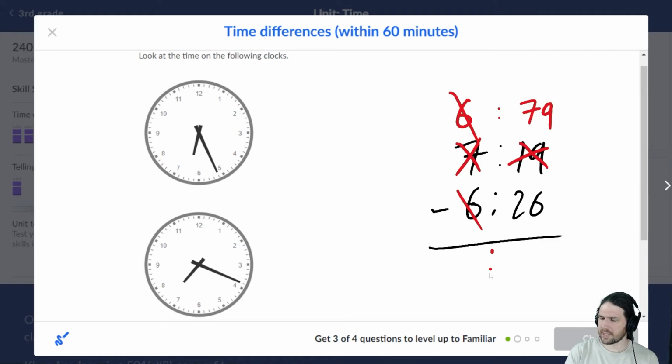79 minus 26. Well, 80 minus 26 would be... Actually, no, let's just do it directly. 7 minus 2 is 5, 9 minus 6 is 3. That is 53 minutes, my friends.